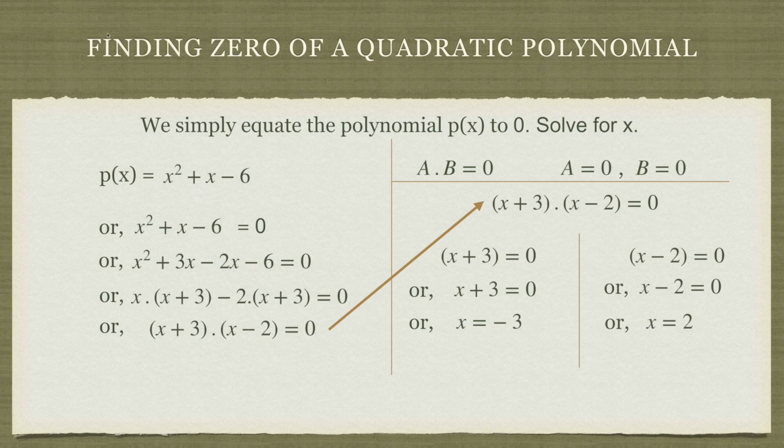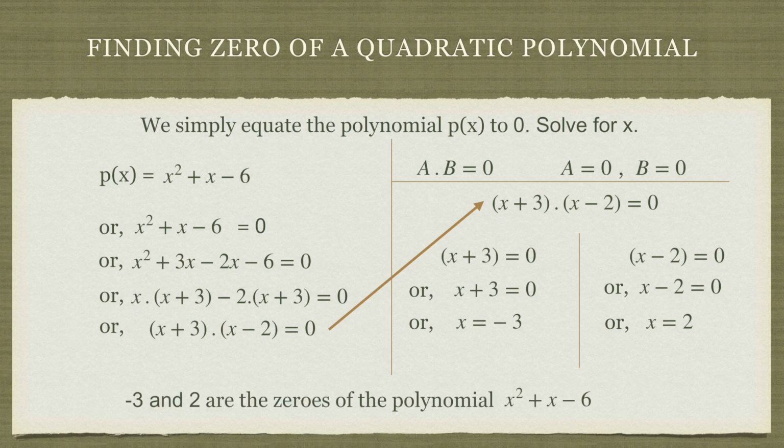So we started off with our original quadratic polynomial, which was x squared plus x minus 6. And when we equated this to 0 and solved for x, we have two answers, x equals minus 3 and x equals plus 2. So we say that minus 3 and plus 2 are zeros of the quadratic polynomial x squared plus x minus 6.